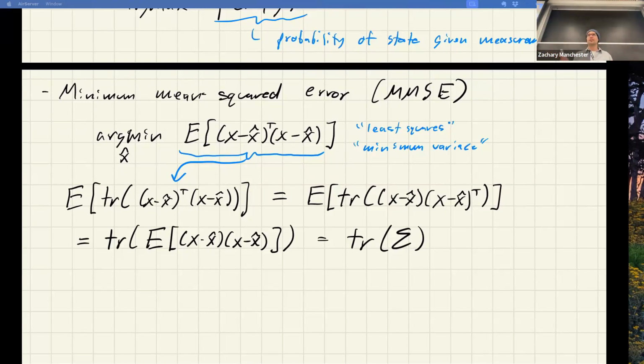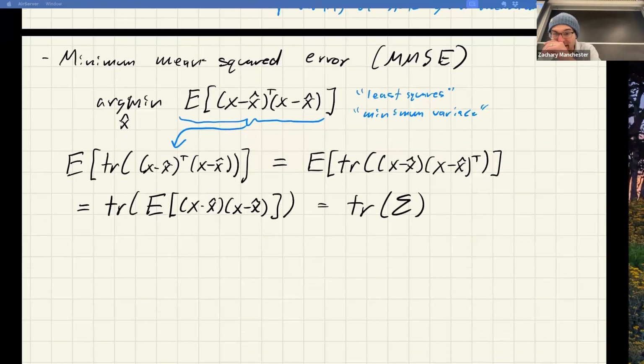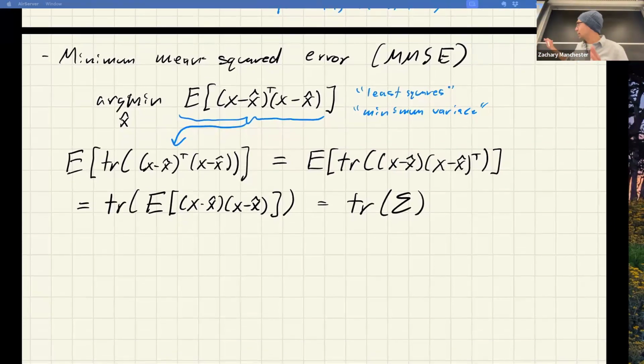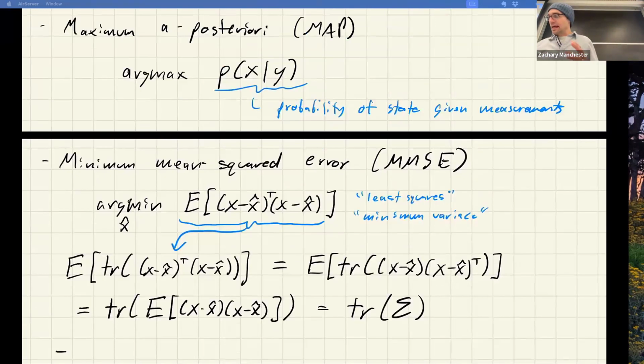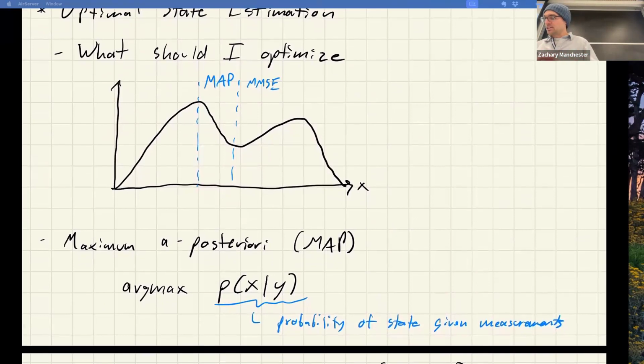Has anyone seen this before? A couple people? Okay. I call this the trace trick. It's a fun little trick. It shows up particularly in Kalman filtery stuff, but it's generally a useful thing to know about. It's a nice little math trick. And then the punchline here. This is a thing we're going to use today a little bit. So there you go.